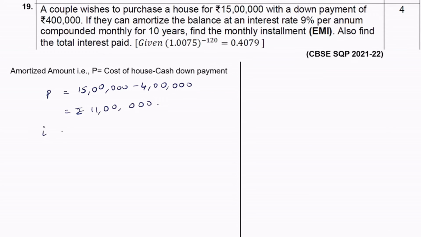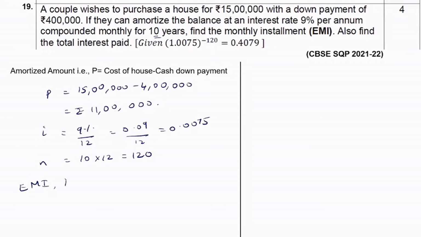Then we have i. i is 9% per annum compounded monthly, so it is 9% divided by 12. It is 0.09 by 12, which is 0.0075. And then we have n as 10 years. It is paid for 10 years, so it is 10 into 12 equated monthly installments. Each year has 12 months, so in 10 years there is 10 into 12, which is 120 months. So using all these, we have to find EMI R.